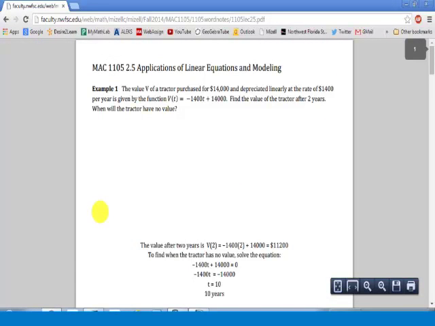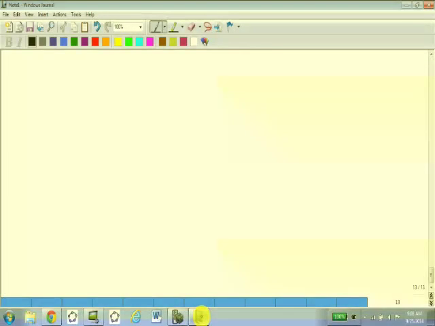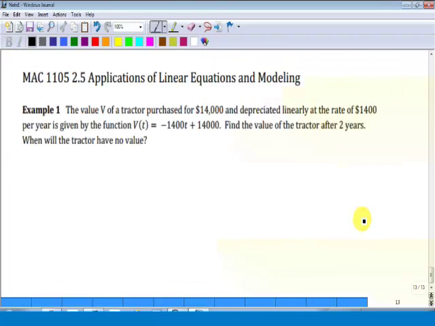2.5, really more of the same, except more words. The value V, we're keeping it linear, but there are more words that we have to deal with. The value V of a tractor purchased for $14,000 and depreciated linearly at the rate of $1,400 per year is actually given to us. I would have expected to have had to maybe find that on our own, but it was given to us.